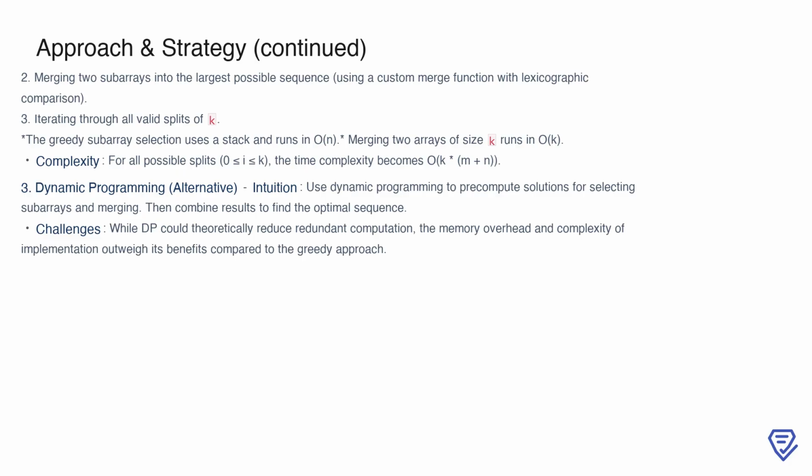Combining these steps, the overall time complexity of this approach becomes O(k * (m + n)), which is significantly more efficient than the brute force method. Additionally, an alternative dynamic programming approach was considered. This method would involve pre-computing solutions for selecting subarrays and merging them efficiently. However, the complexity of implementation and memory overhead makes dynamic programming less attractive compared to the streamlined greedy approach.